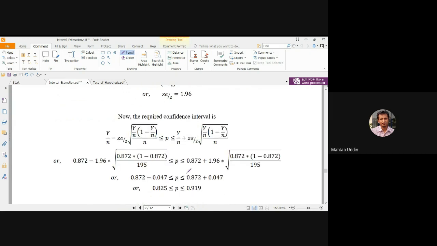But here, please look at the calculation. Then I'll discuss something. Look at the calculation a bit, then I will discuss. Did you see the calculation?